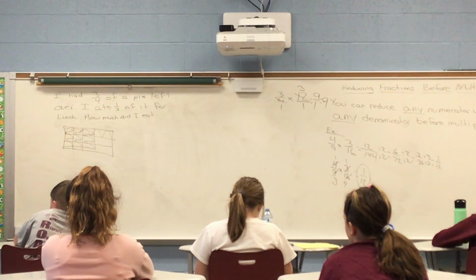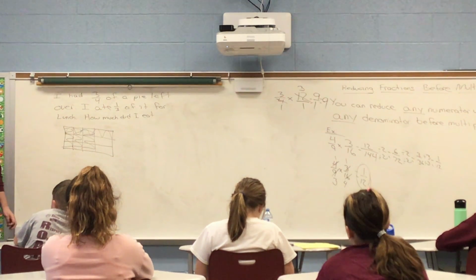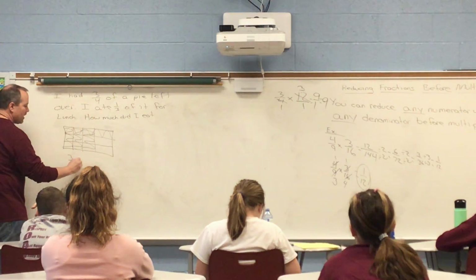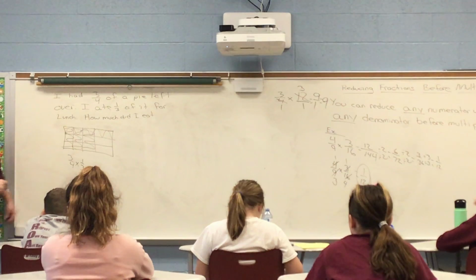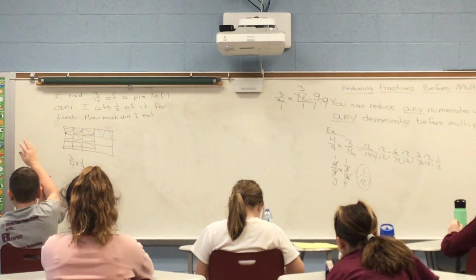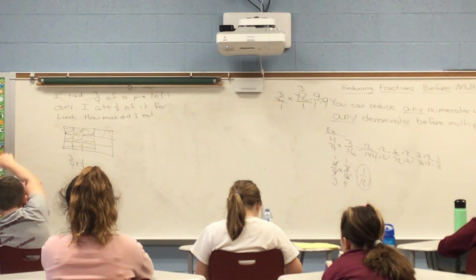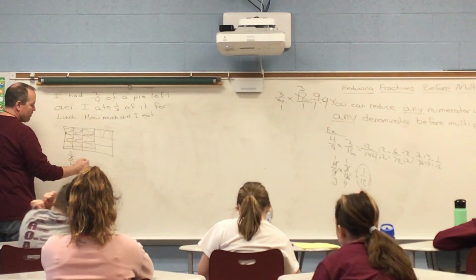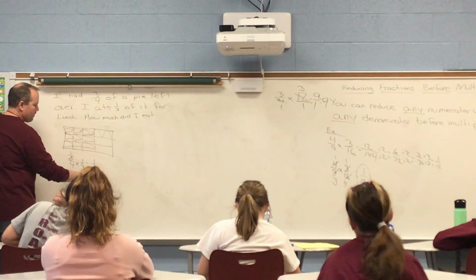And what are we going to do? What did we do to solve this, Henry? We multiplied. We took 3/4 times 1/3. Now, is there anything we can reduce? We can reduce the 3. 3 divided by 3 is 1. 3 divided by 3 is 1. Now you multiply top times top is 1. Bottom times bottom is 4.